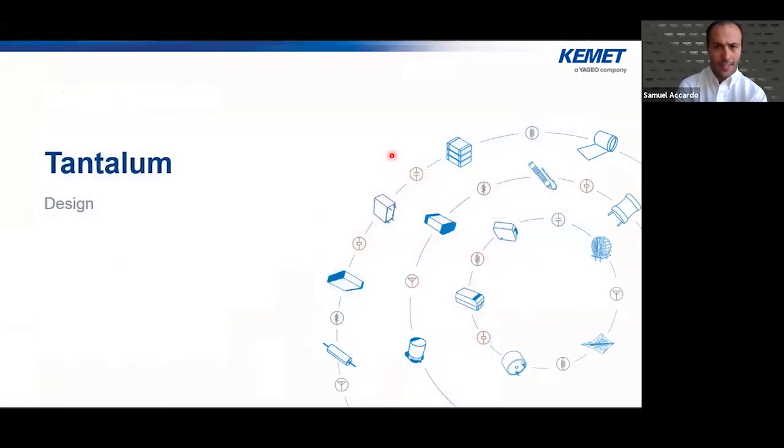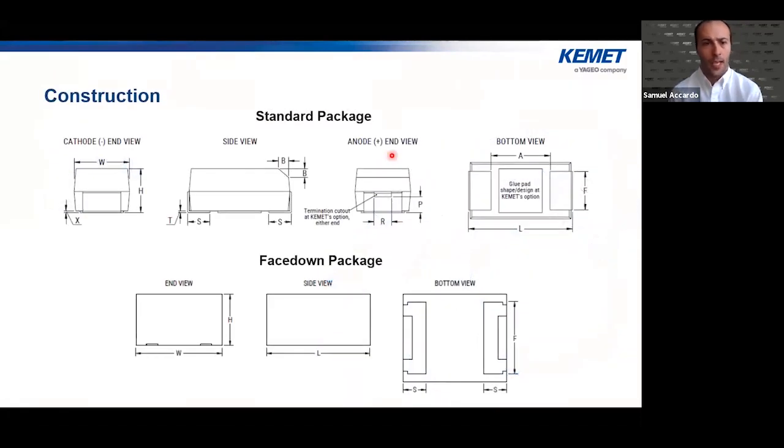Starting with the design, looking at the construction of the capacitors themselves, as you can see here, we have two typical constructions that we use at KEMET. The first one is the standard package. As you can see, it's a kind of larger profile type device. It has a glue pad on the bottom, and then it has a larger lead frame that comes up halfway up the device.